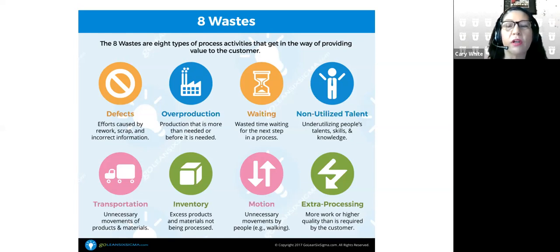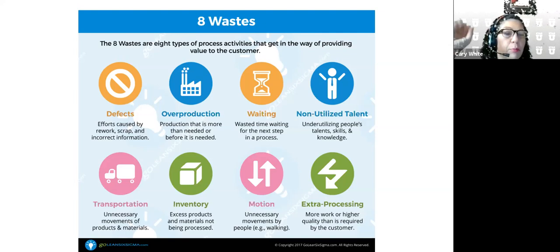Then waiting, of course. Anytime someone's waiting, you know that old adage, time is money, that's where that comes from. Non-utilized talent, that's all. Not using people to the best of their abilities and with their skills.